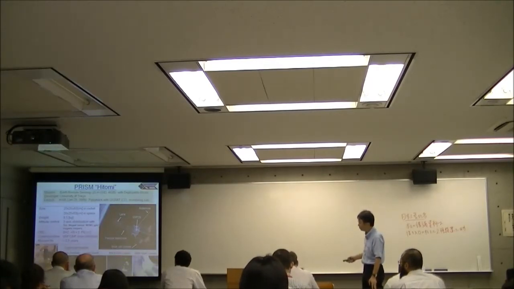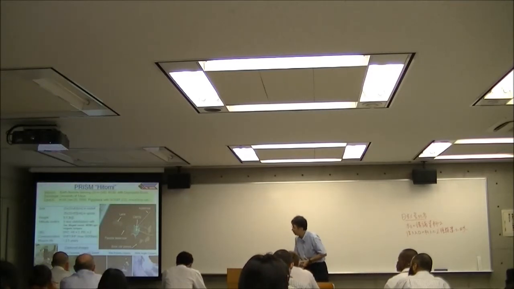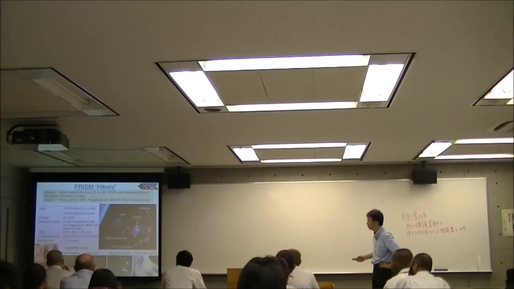This is a flight model, which was finished in 2008. It was launched in 2009 using the Japanese H2A rocket. The special feature of Prism is that we have many types of onboard computers. We have 5 onboard computers.